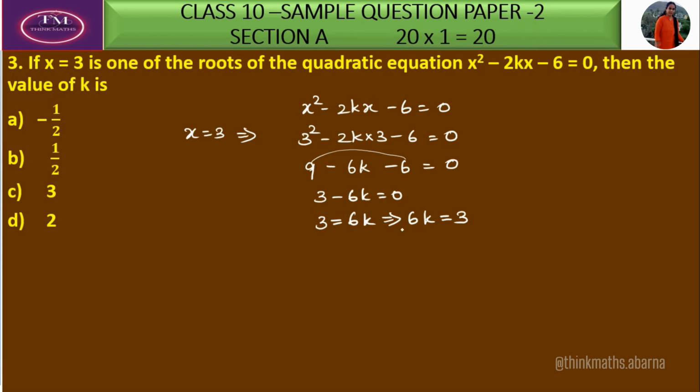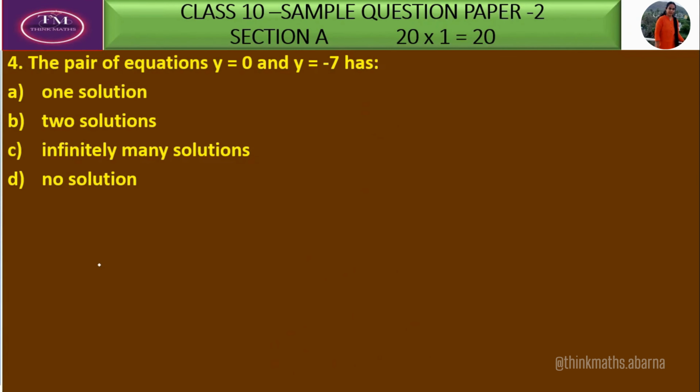6k equal to 3. So k will be equal to 3 divided by 6. 6 is in product, so it will come to division. So 1 3s are 3, 2 3s are 6. So 1 by 2. So option B is the right choice. The solution is B, 1 by 2. Okay, children, so moving on to the fourth question.